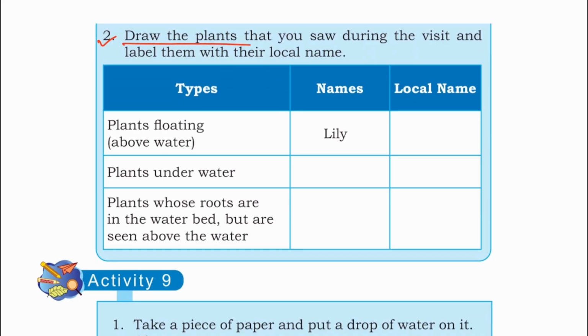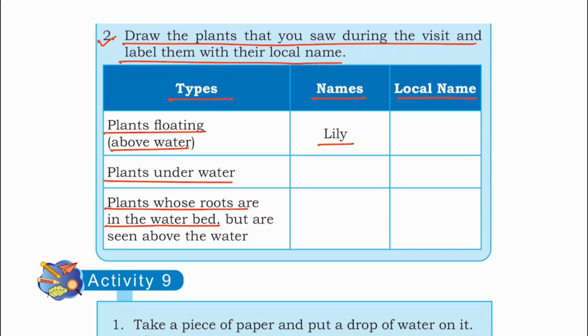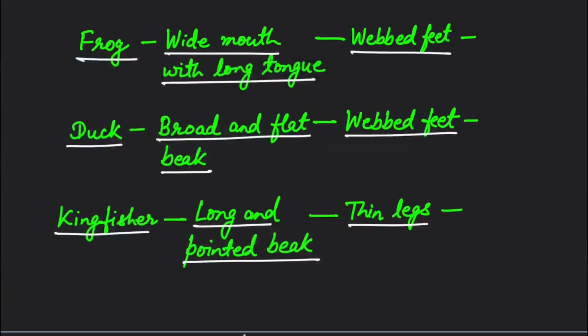2. Draw the plants that you saw during the visit and label them with their local names. Types, names, local names. Under types, plants floating above water. Names, lily. Under types, plants underwater. Gap is given here, you have to fill it. Under types, plants whose roots are in the waterbed but are seen above the water. Gaps are given here, you have to fill. You can fill like this.